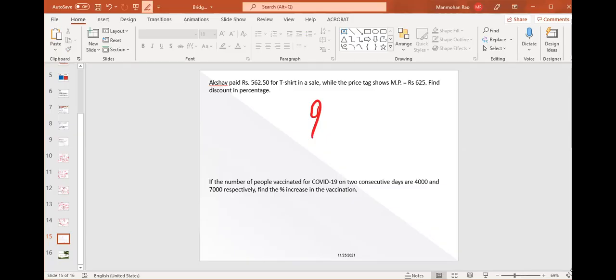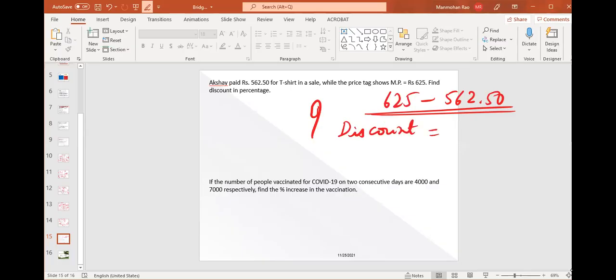Okay. How much do you have to give? He has already given. Akshay already gave 625 rupees actual amount, the price tag. He has already given 562. How much discount did he get? You can calculate that much. He already gave the shopkeeper 562 rupees 0.5. How much is the discount he got?